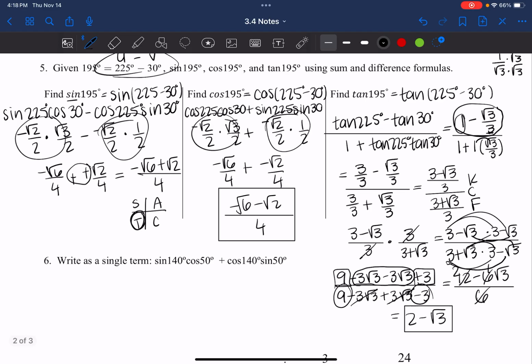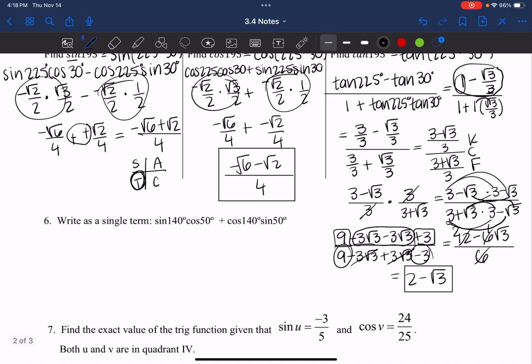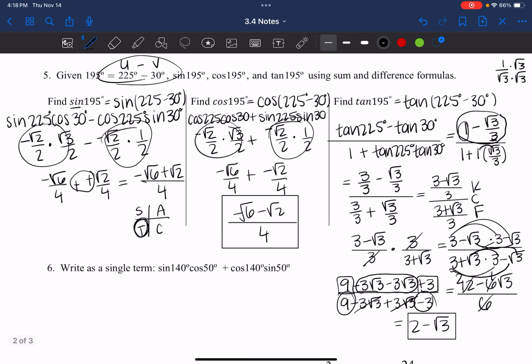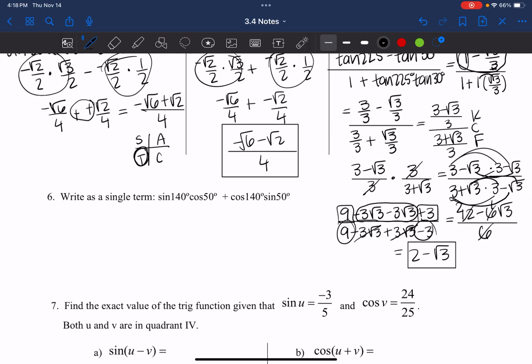All right, so for number 6, I've got sine of 140 cosine of 50 plus cosine of 140 times sine of 50. So if I look back on the front page, sine, cosine, plus cosine, sine, that's going to be this formula up top. So I'm going to rewrite this as sine of u plus v, where u is 140 and v is 50.